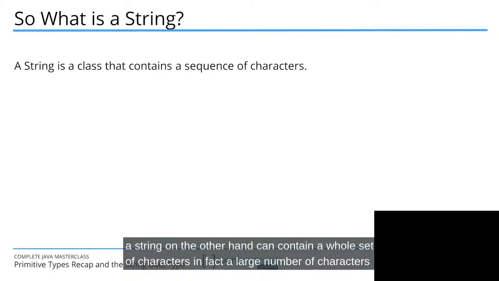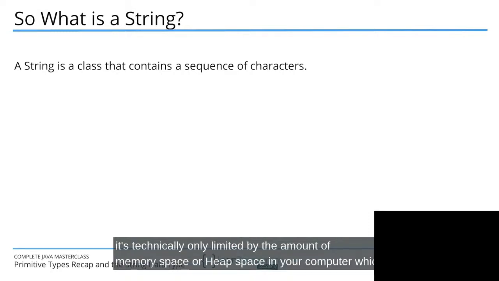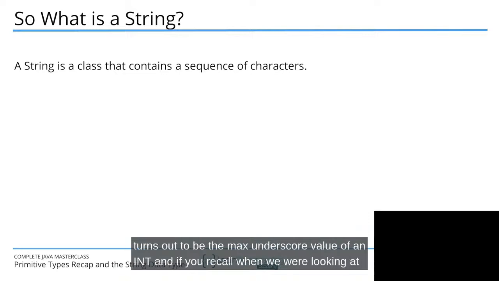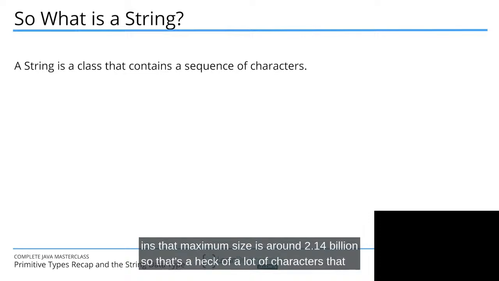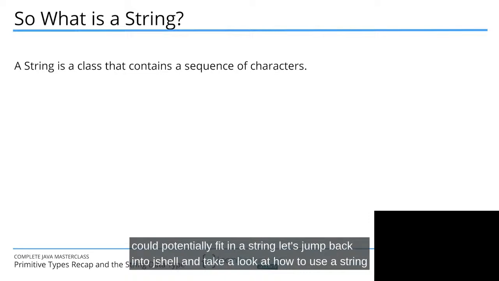A string, on the other hand, can contain a whole set of characters, in fact a large number of characters. It's technically only limited by the amount of memory space or heap space in your computer, which turns out to be the max underscore value of an int. And if you recall, when we were looking at ints, that maximum size is around 2.14 billion. So that's a heck of a lot of characters that could potentially fit in a string. Let's jump back into JShell and take a look at how to use a string.